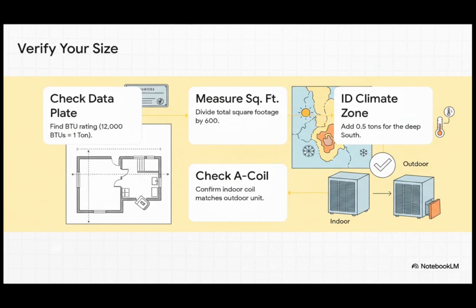4. Do a quick audit of your ductwork. You'd be surprised how many problems are caused by a couch sitting on top of a floor register. And 5, and this is a big one, make sure your indoor A-coil matches your outdoor unit. If they're mismatched, the system will never work right.